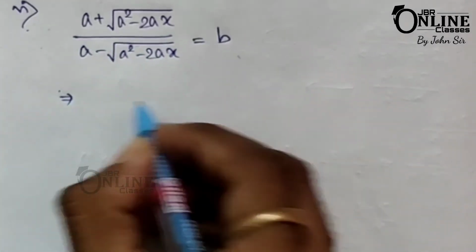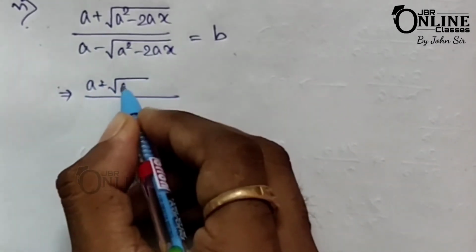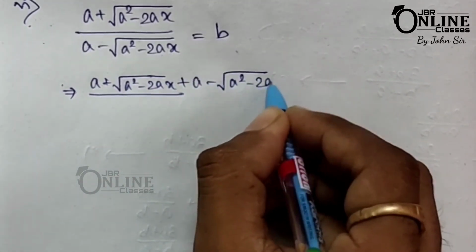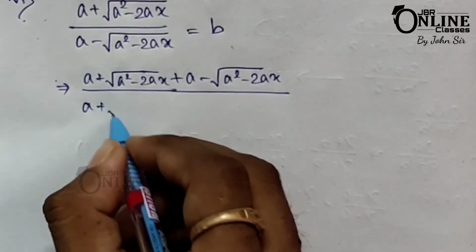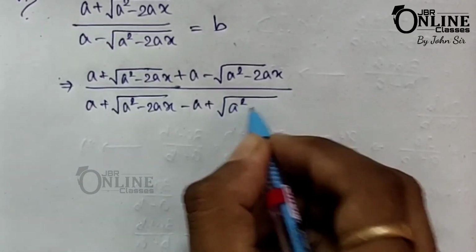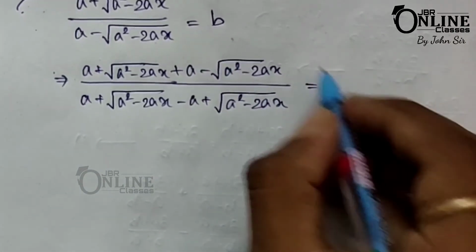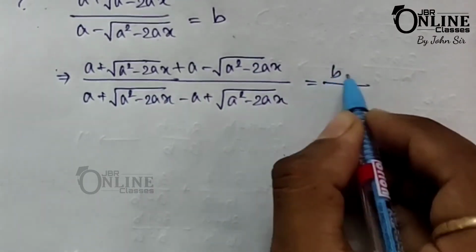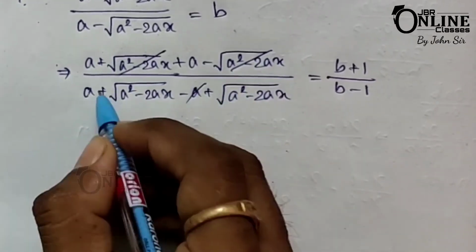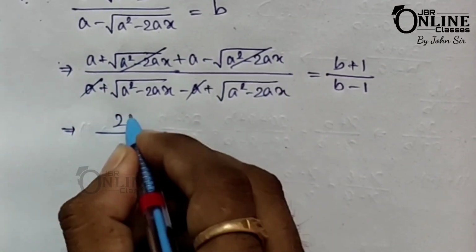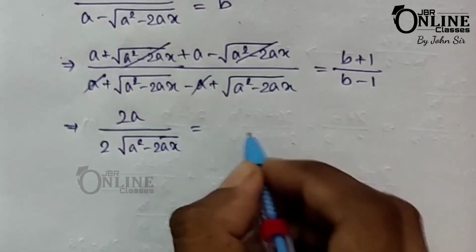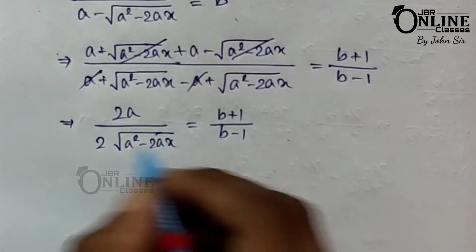So here first apply the componendo and dividendo formula as I said before. So it will be this one, and in the denominator 2x minus a plus root over a square minus 2x. Now on the right hand side, the denominator is 1, so write down b plus 1 and then b minus 1. Okay, so here this one cancels out, here a cancels out. So in the numerator it will be 2a, and here 2 into root over a square minus 2ax, and that equals b plus 1 by b minus 1.